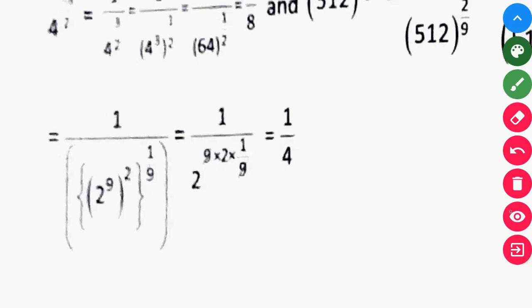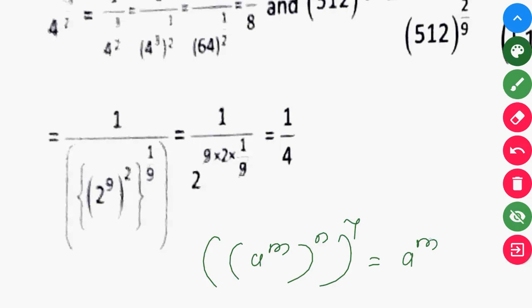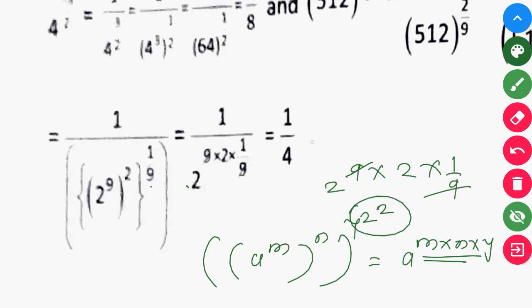Now see, we had already learned the law. If a raised to m raised to n raised to y, then what do you do? a raised to m multiplied by n multiplied by y. So you just multiply these 3 powers of 2. So 2 raised to 9 multiplied by 2 multiplied by 1 by 9, and this 9 will get cancelled. 2 raised to 2 is 2 square, means 1 upon 4.